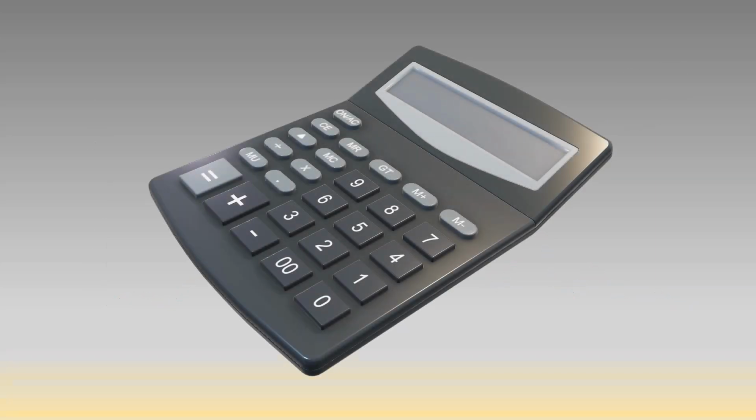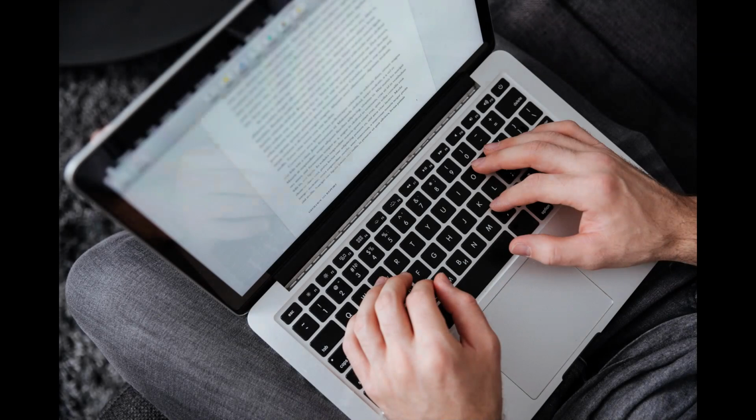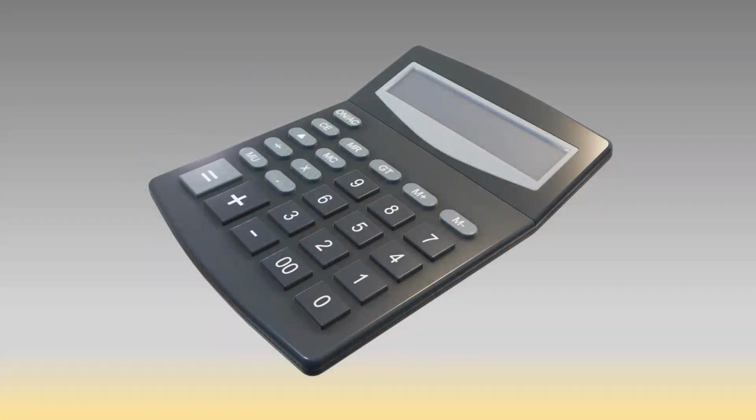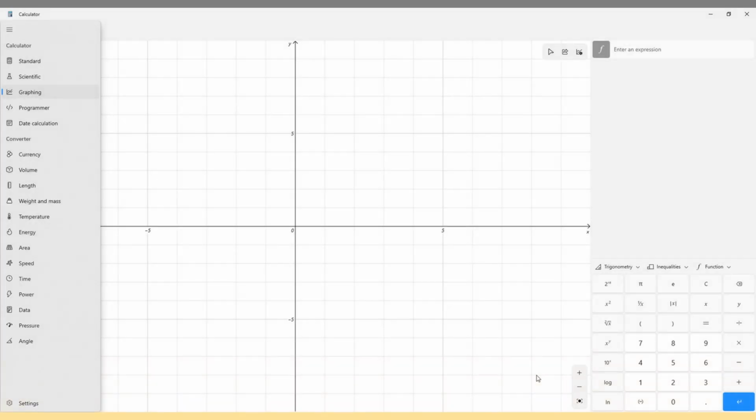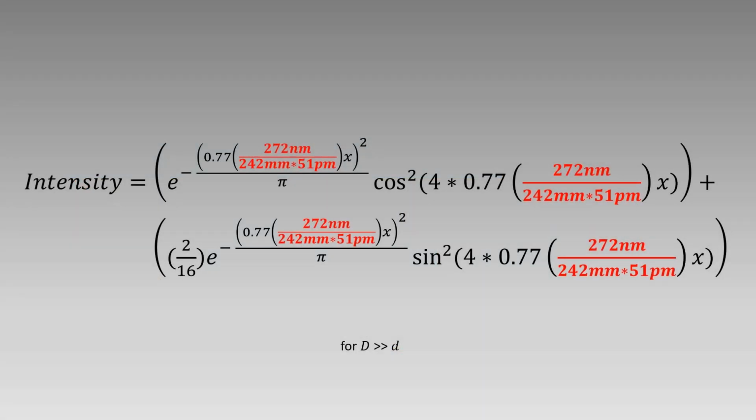A special graphing calculator is not necessary for you to plot this double slit experiment equation. If you are watching this video using your Windows personal computer, then you already have a graphing calculator. Open the calculator app. Change functionality to graphing. Insert these 3 parameters into the double slit experiment equation.